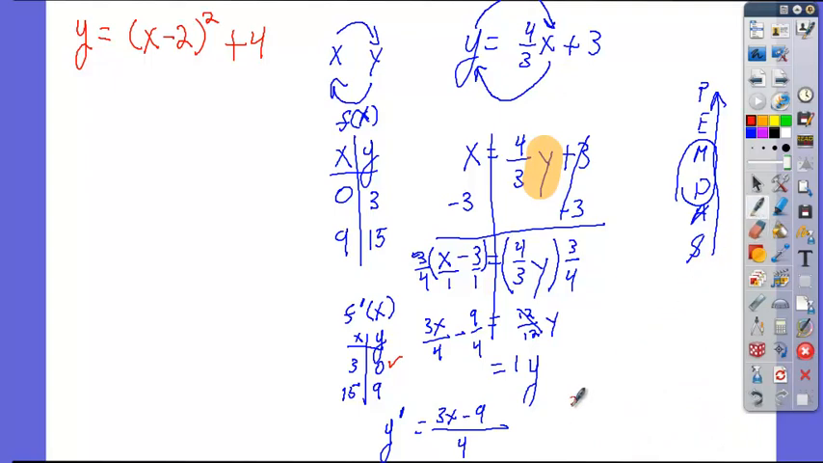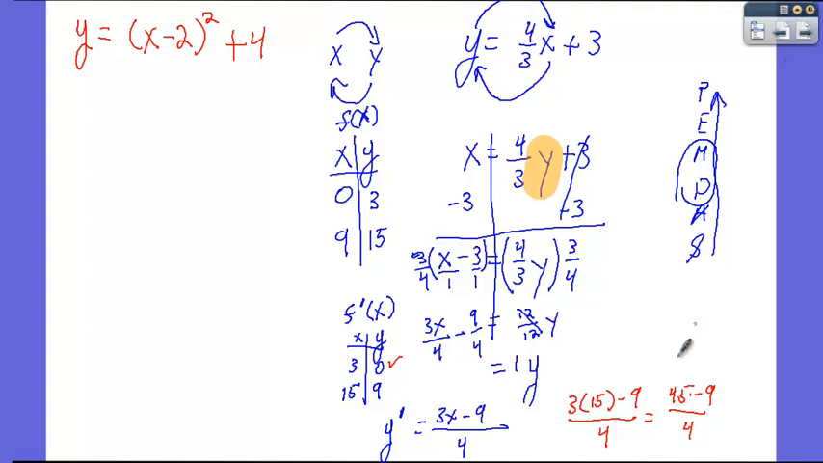Alright, so 3 times the next x value that I'm looking at, which is 15. So 15 minus 9 divided by 4. So 3 times 15 is 45 minus 9 divided by 4. And so 45 minus 9 gives me 36 divided by 4. In my head, not so quick and easy here.